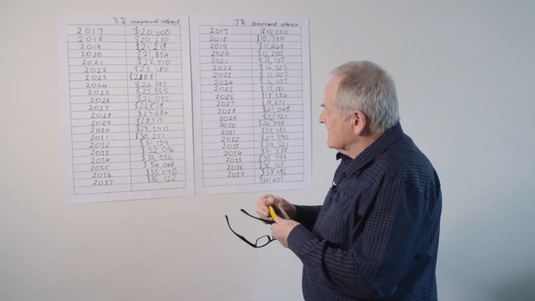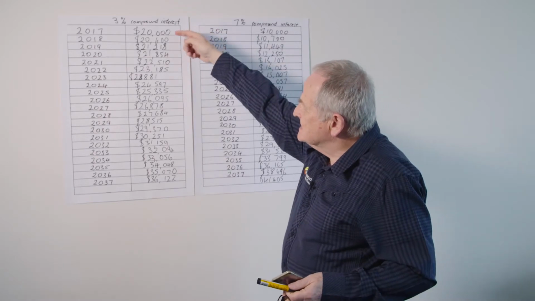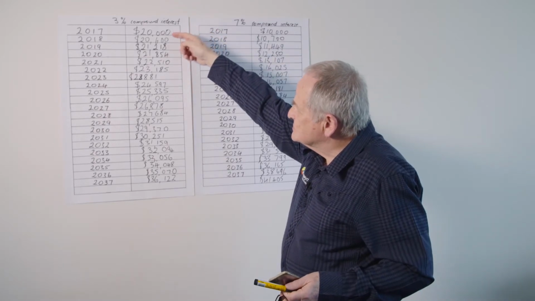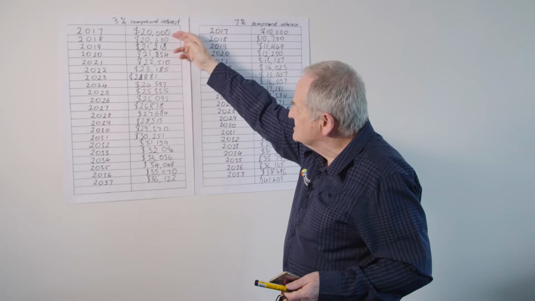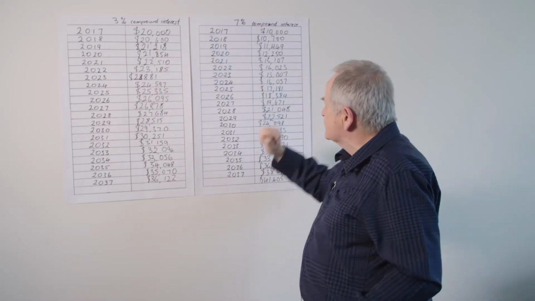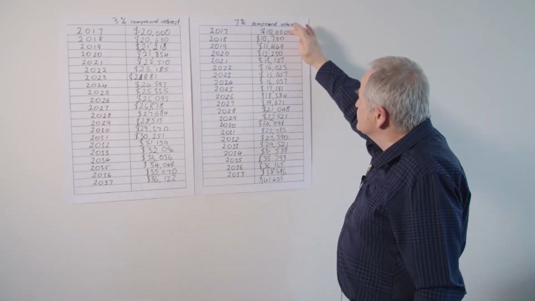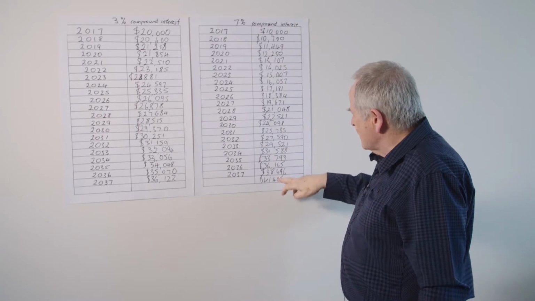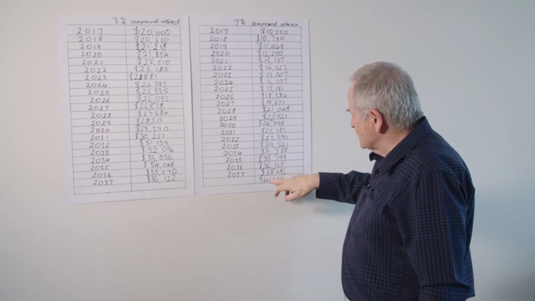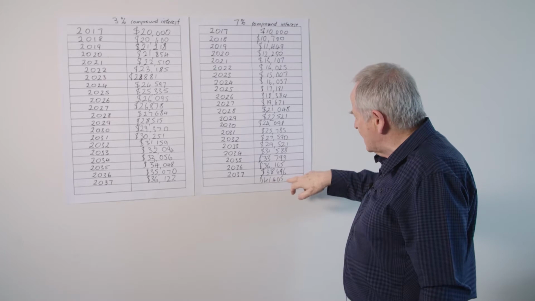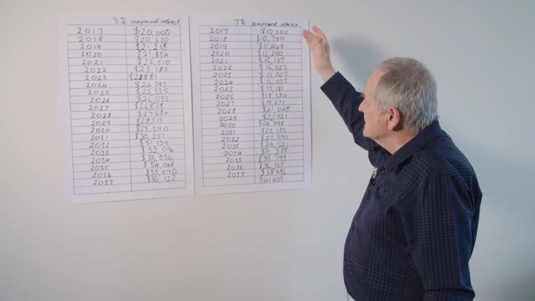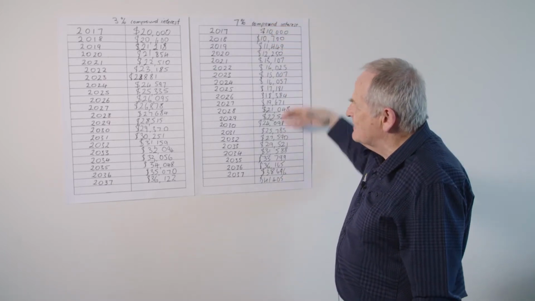So in 20 years, we went from 20,000 to 36,000. From here, we've gone from 10,000 to 38,000, or in the following year, $41,000, illustrating the impact of compound interest.